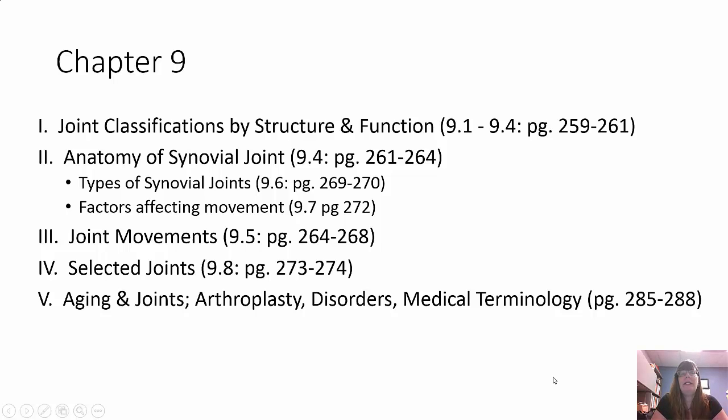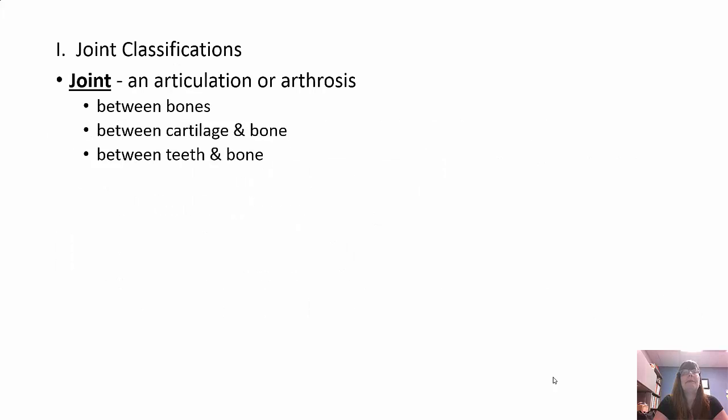Okay, we are talking about Chapter 9 today, so we're going to go through joint classifications. We're going to talk about the different types of joints that we have, joint movements, and we're also going to talk about things that come up and issues that happen with joints.